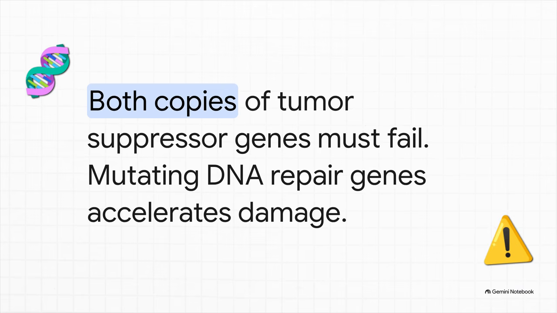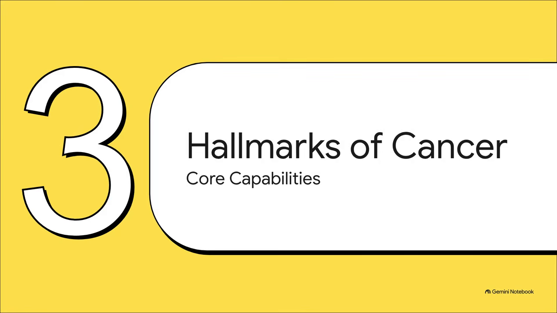Oh, and also keep in mind your DNA repair genes, like BRCA1 and BRCA2. Now, they don't control cell growth directly. Their job is to fix the DNA itself. So when a BRCA gene is mutated, genetic damage starts accumulating at a terrifying rate, wildly accelerating that whole pathway to cancer. Which brings us to Section 3, the hallmarks of cancer.